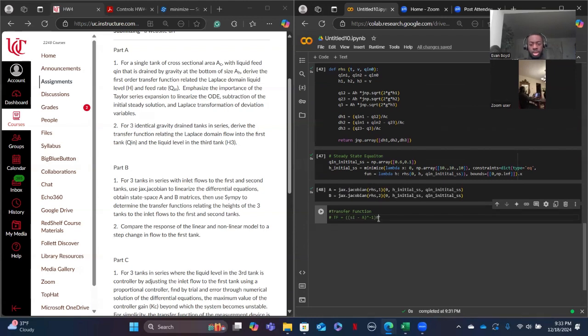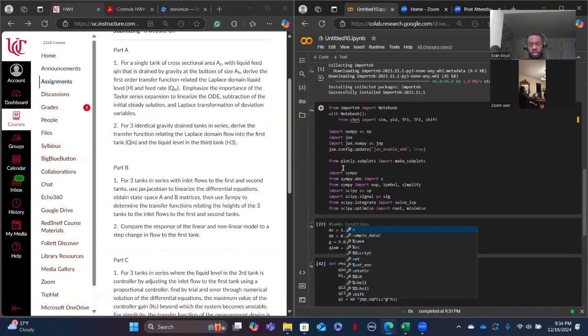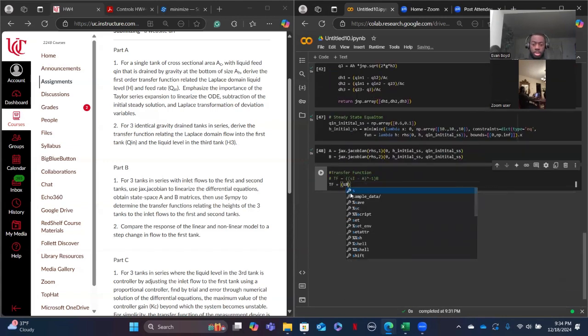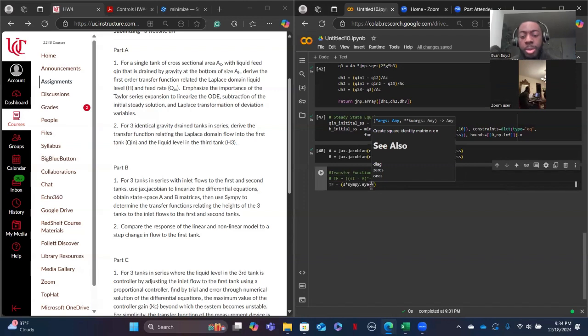So that's what we have to represent here for our transfer function, this equation here. So we can actually just write this down now. Our transfer function is equal to, and I'll put up parentheses. So we do S, and we pulled S already from SymPy. So S times SymPy dot I, and the I represents identity matrices. We're going to multiply our identity matrices, 3 identity matrices for our 3 tanks, times S.